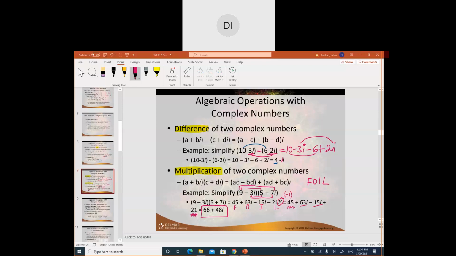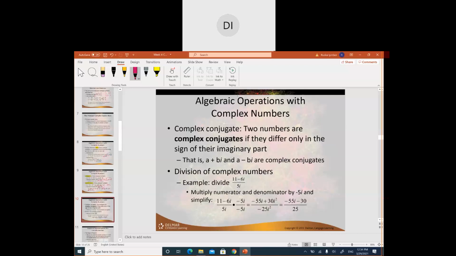Okay, so the next operation we're going to talk about is division of two complex numbers. But before you divide, we're going to talk about conjugates. So what are conjugate numbers? Conjugate numbers are numbers we use when you divide two complex numbers. And the conjugate means using the same real and imaginary components with the opposite sign in the middle.